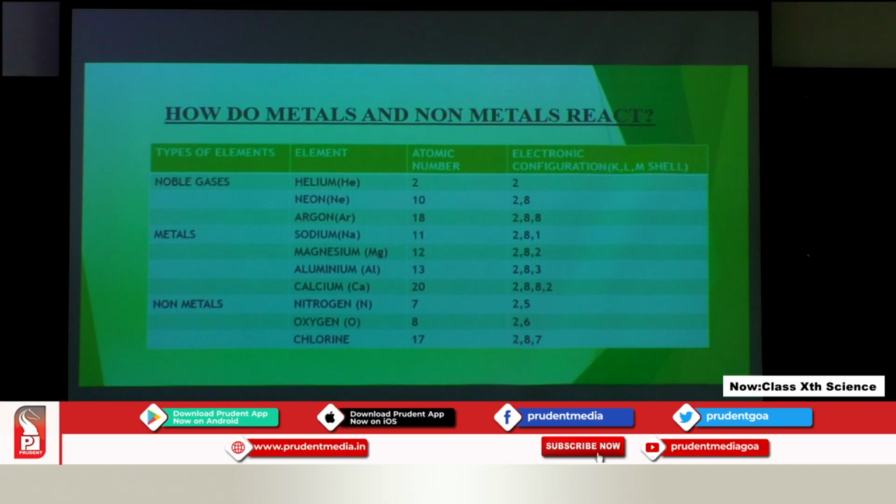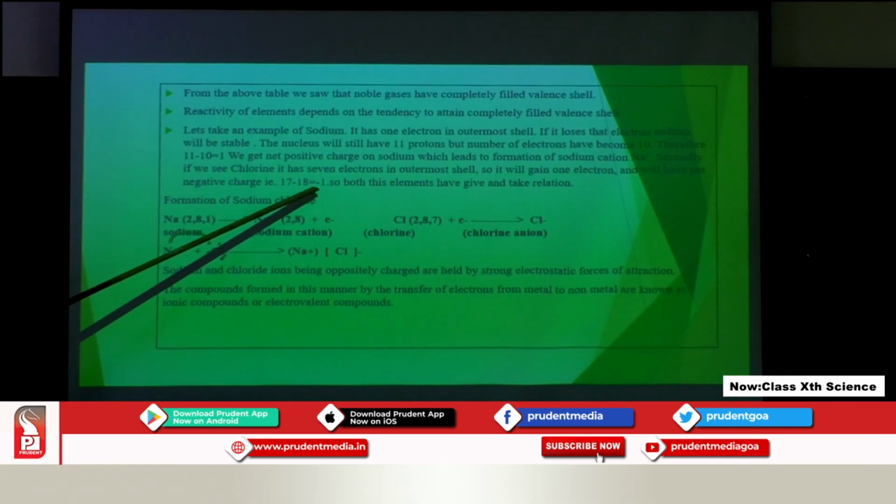Now, how will it get a negative charge? The number of protons in the chlorine nucleus is the same. It will not change. It will remain 17. But an extra electron is added in the shell. So, the formula will be number of protons minus number of electrons. That is 17 minus 18, and we get the answer as negative 1. So, that negative 1 will be added as a charge on chlorine, and now chlorine will be called a chloride anion.